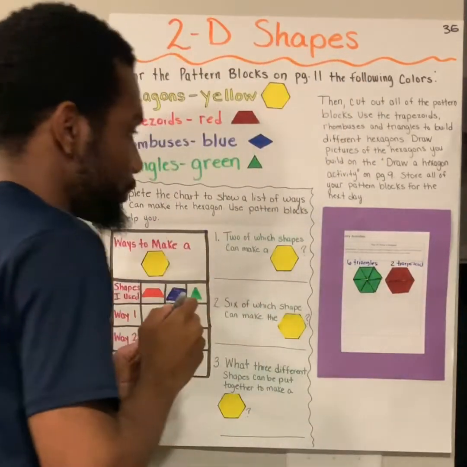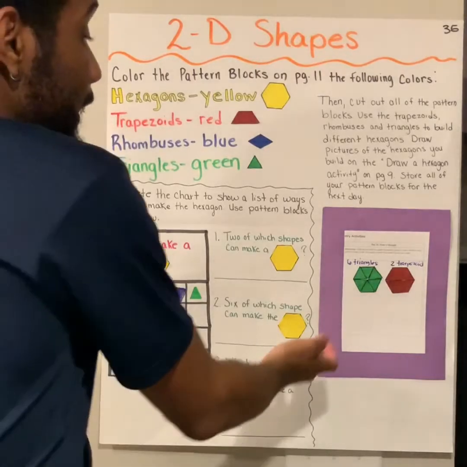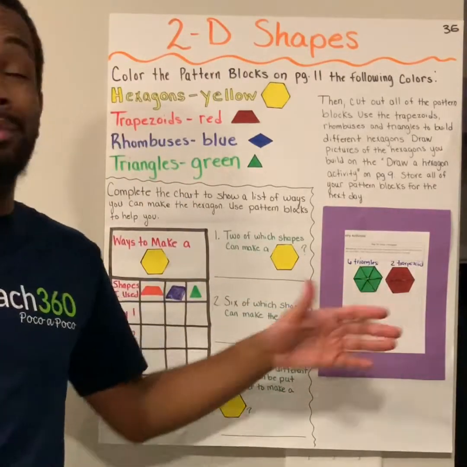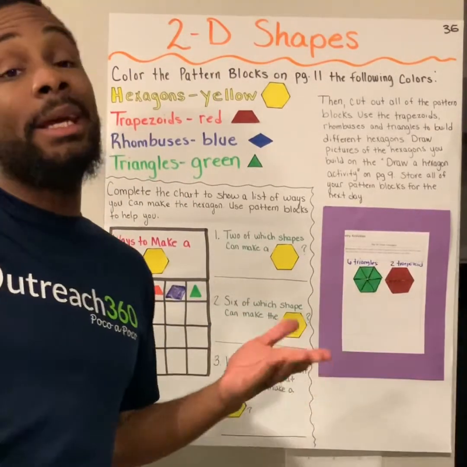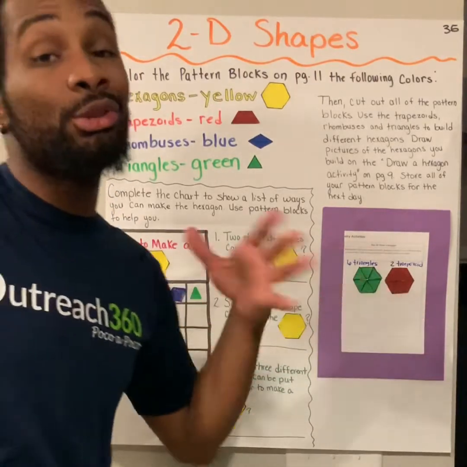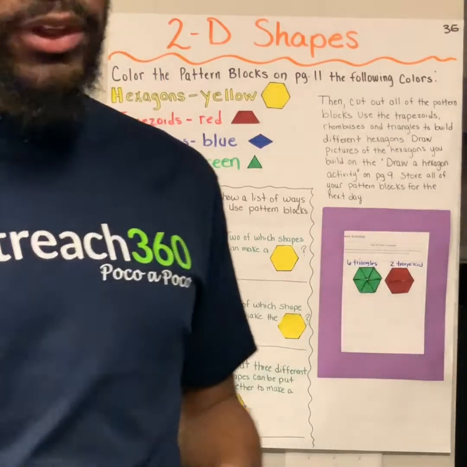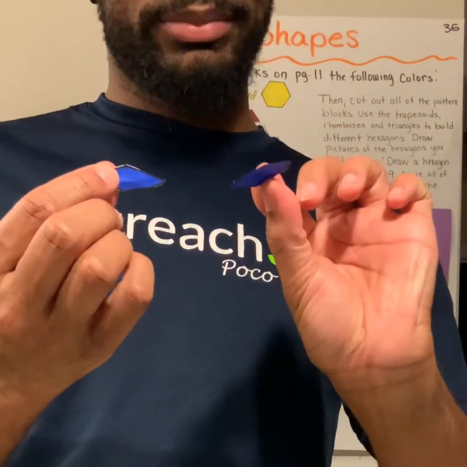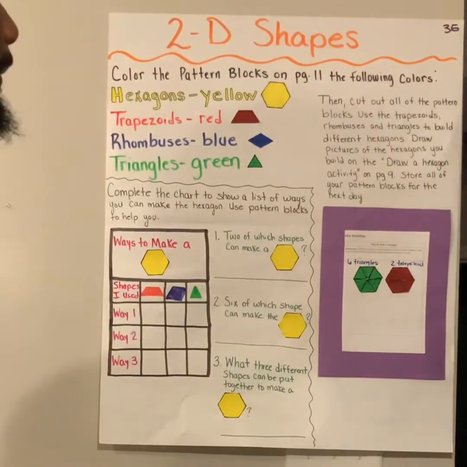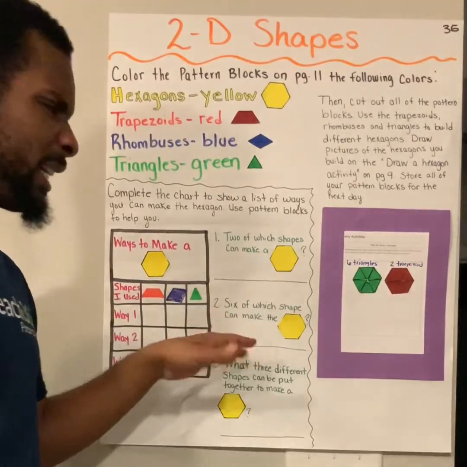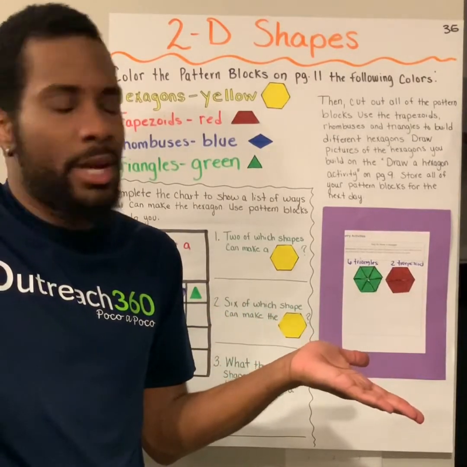Okay? 2 trapezoids. Now that I did my activity, there's still 2 more ways that you can make a heptagon. So it's up to you to figure out those last 2 ways using trapezoids, triangles, and your rhombus, okay? But now that I did 2, I'm gonna come in here and see can I answer some questions, okay?